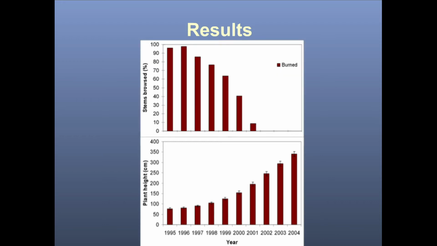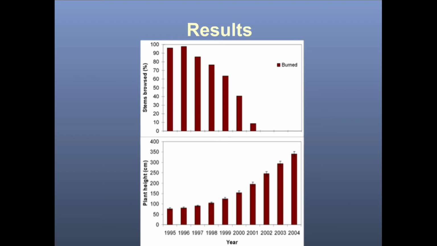And just like other studies, we saw this increase in height with a decrease in browsing. Now, first note that we had almost 100% of these stems browsed in 1995 and 96, again illustrating that these areas were accessible to elk and they were being heavily browsed.